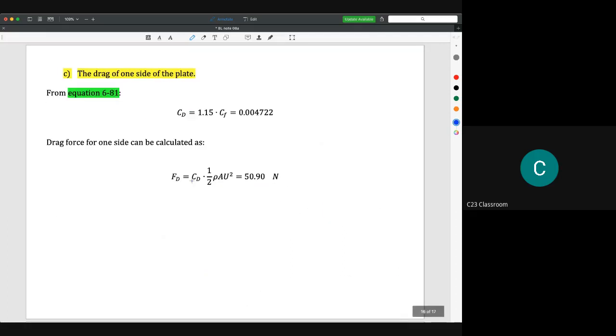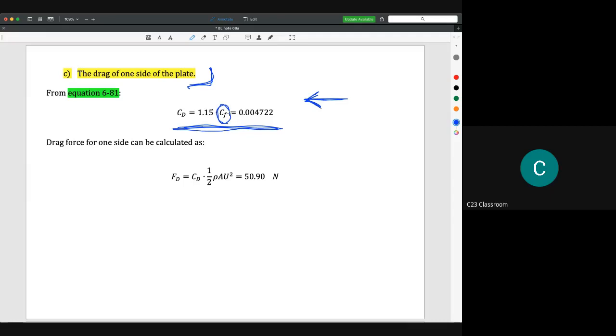Then we need to calculate the drag of one side of the plate. From equation 6.81, you could refer to the textbook here. The relationship between the CD and the CF can be written like this. This is actually based on experiments conducted by them. So it is okay for us to multiply the local drag coefficient, which is CF here, by 1.15.